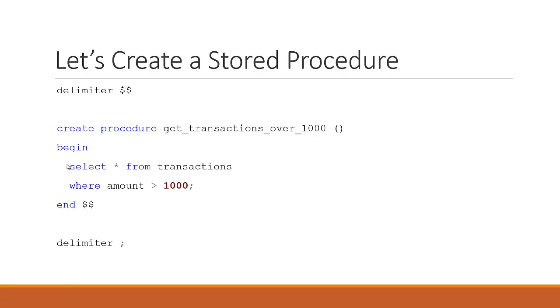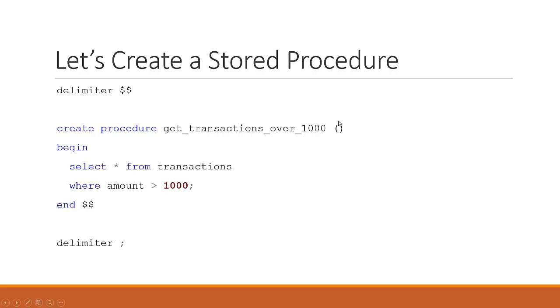But obviously for this example, it's not going to get too complex until probably a little bit later on in this tutorial. So all we do is we say create procedure. Okay, nothing big, nothing crazy here. We give it the name. So this one's get transactions over 1,000, and we have the open and close brackets, just like you would if you were creating a method in a typical programming language.